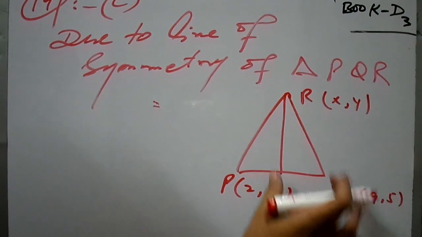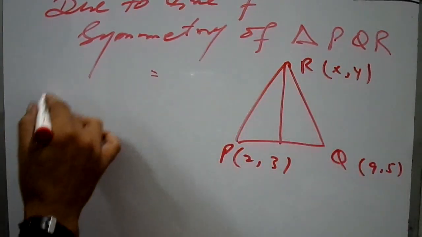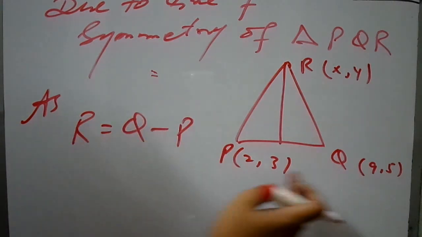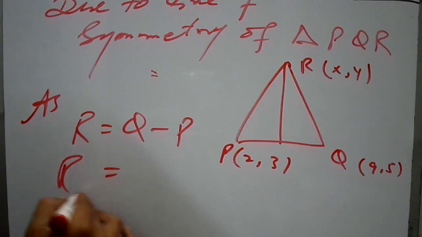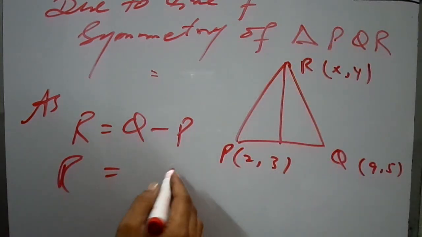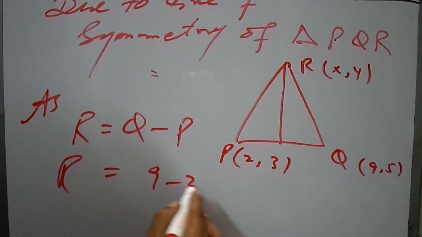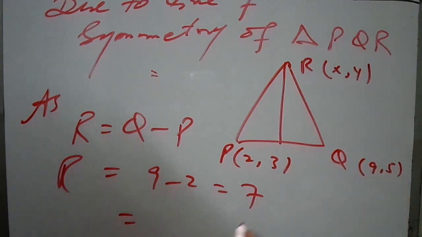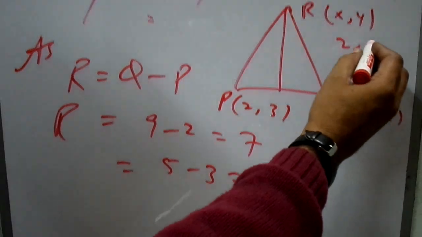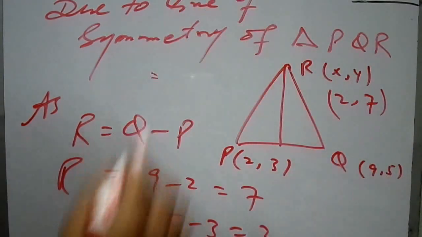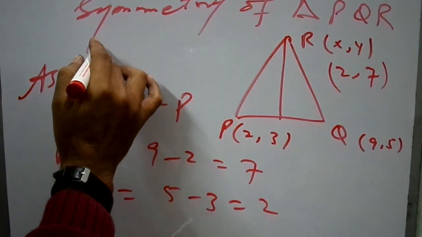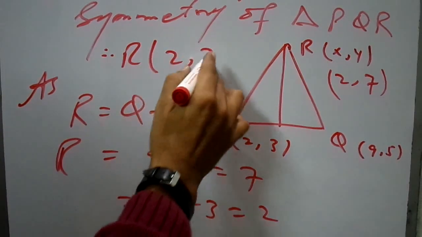So how to find the value of R? As we are well familiar with this fact that R is equal to Q minus P. If I subtract, I will get the value of R. That is 9 minus 2, you will get 7, and similarly the other coordinate is 5 minus 3, you will get 2. So (2, 7) is your resultant R. In this way we have calculated that the coordinate of R is (2, 7).